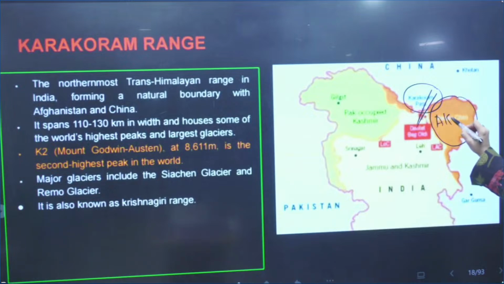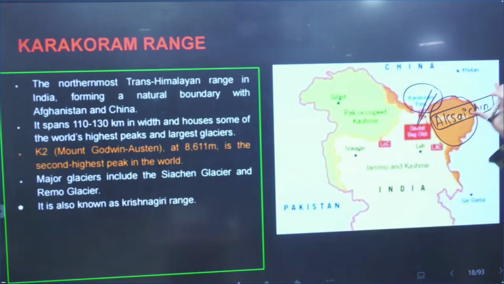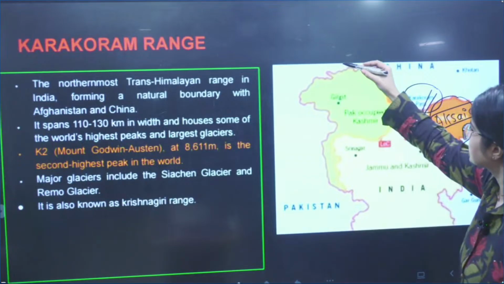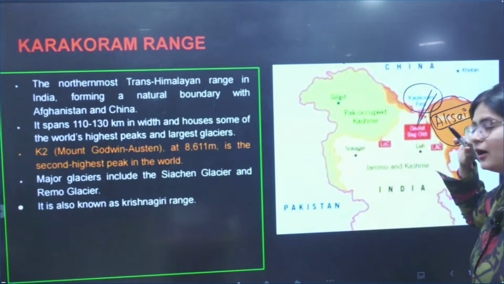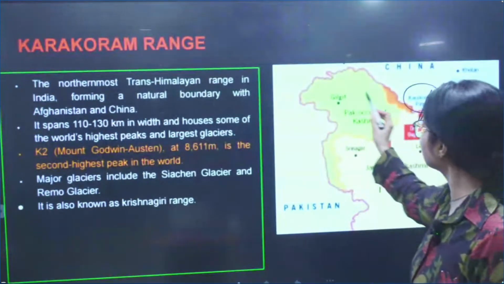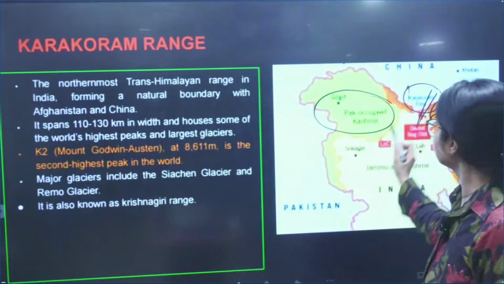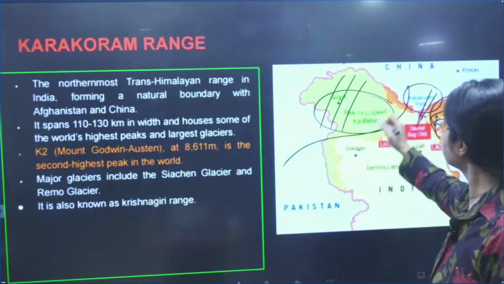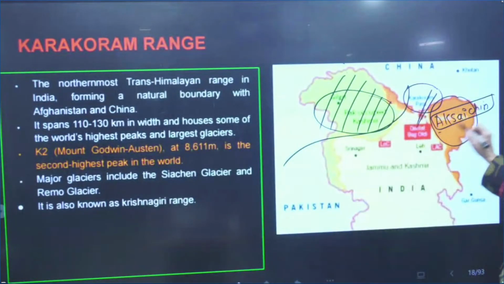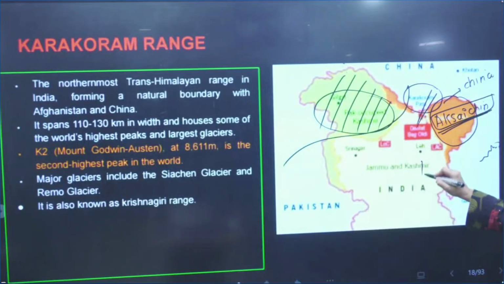If somebody cannot spot this, this is Aksai Chin. And this is a part of India only, but the Chinese claim it as their own. Apart from that, China-Pakistan Economic Corridor. This is the Pak-occupied Kashmir. So in the northwest, you have Pak-occupied Kashmir. This is your Aksai Chin. This is the conflict between China and India.